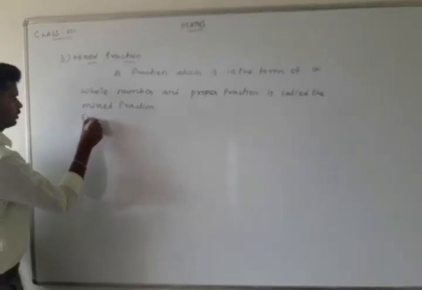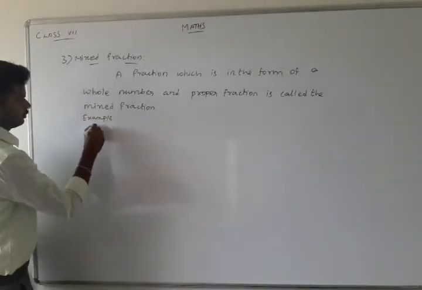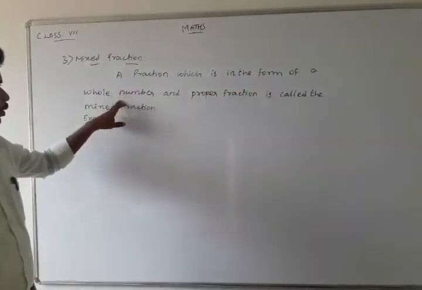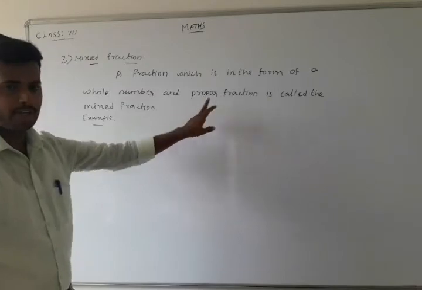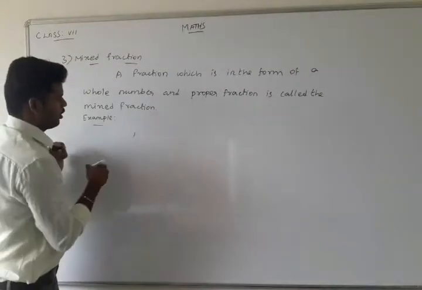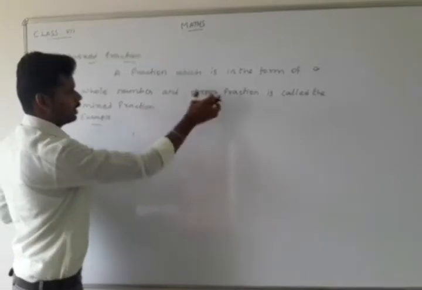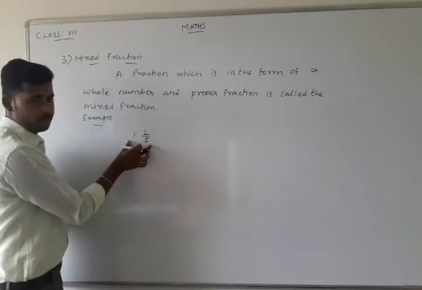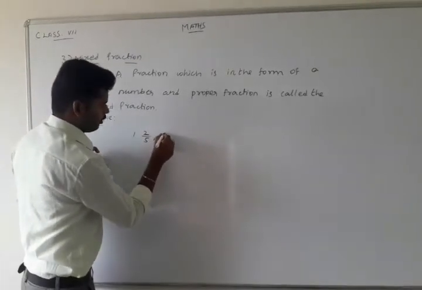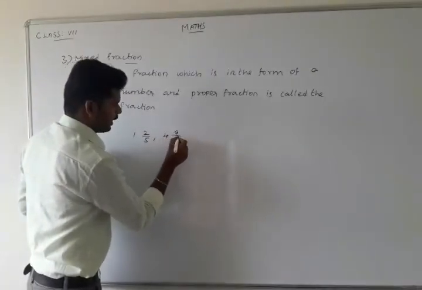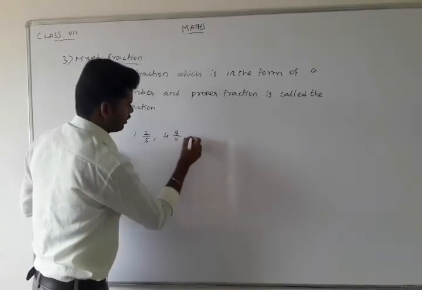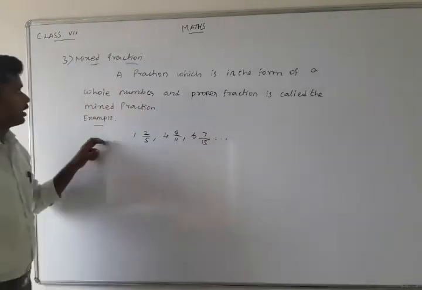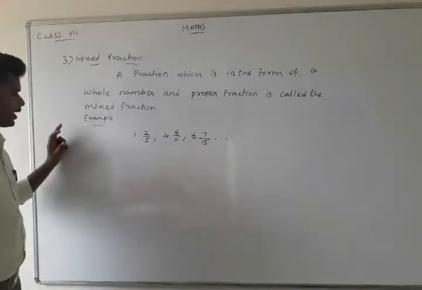Example: a fraction which is in the form of a whole number and a proper fraction. Here the whole number is 1, and the proper fraction is 2 by 5. So this is a mixed fraction. Right? 4 and 9 by 11, 6 and 7 by 15, etc. This is for mixed fraction.